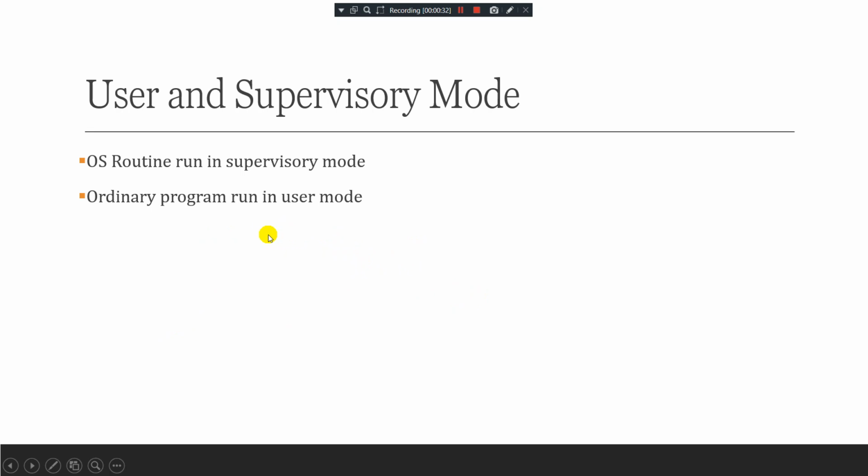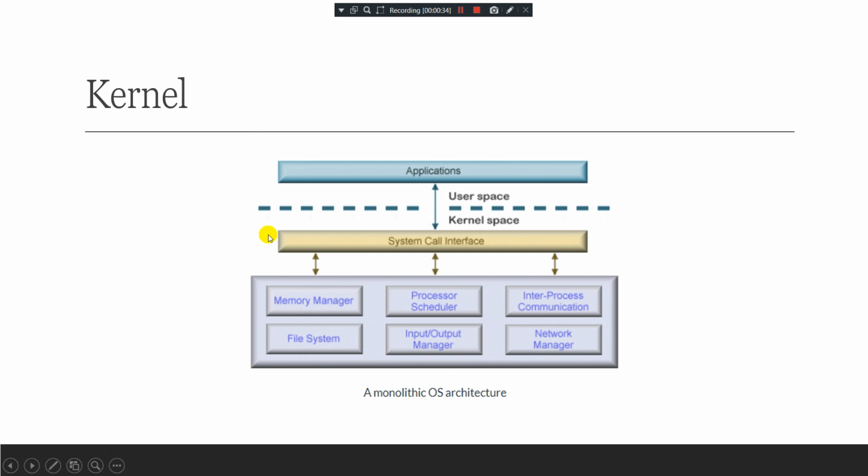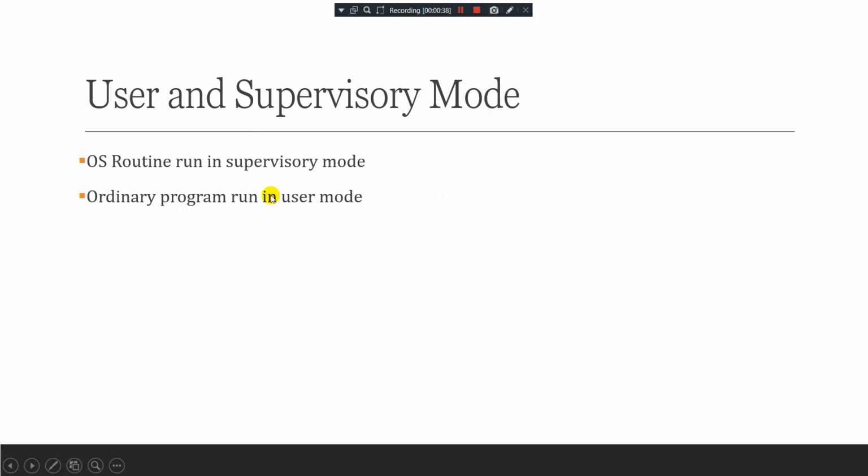So when it comes to supervisory mode, an execution of privileged instructions can be carried out. It will be able to perform some I/O operations. In supervisory mode, it can perform I/O operations, and those I/O operations are controlled by some interrupts.